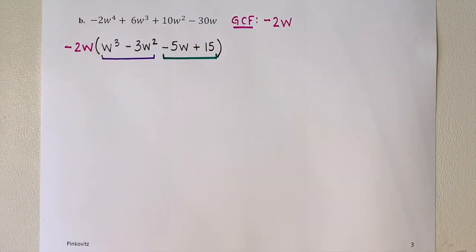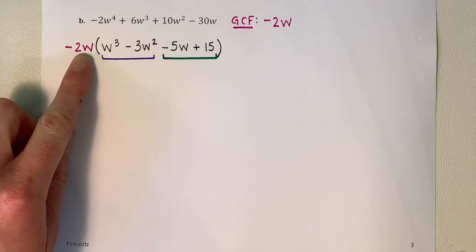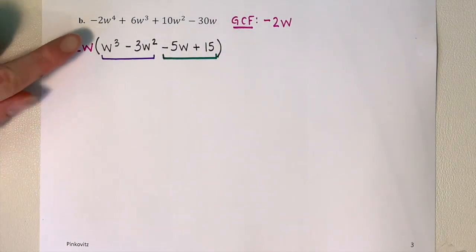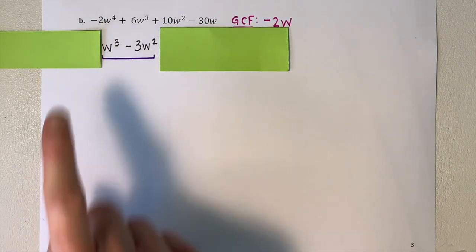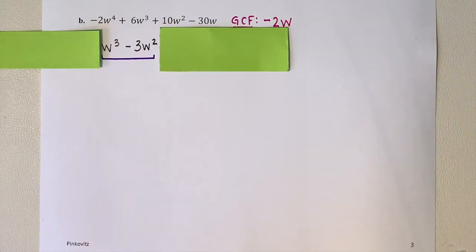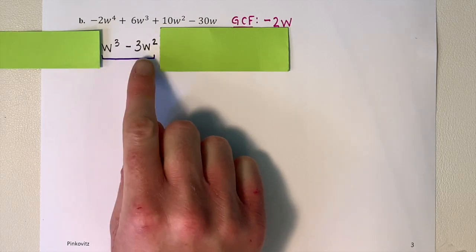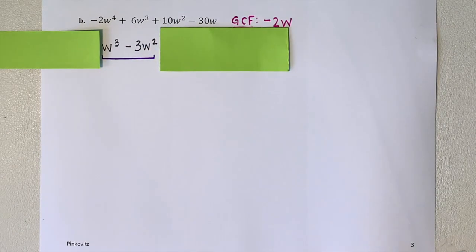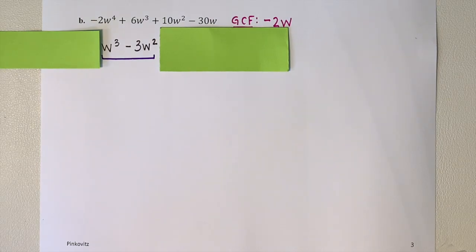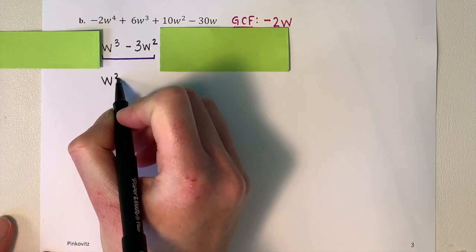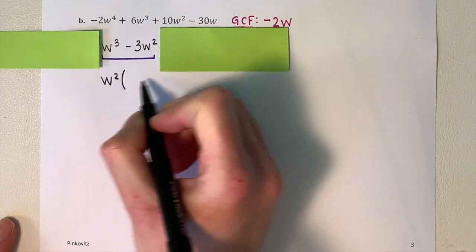Now we need to make sure to include the GCF in our final answer. But for now, we can ignore the GCF until the very end. In fact, I'm going to block out the GCF and the last two terms so that we can focus on these first two terms here. We want to factor these two terms, and so we need to ask ourselves, what is the greatest common factor of these two terms? That would be w squared. So to factor these two terms, we put a w squared outside of parentheses, then we draw our parentheses.